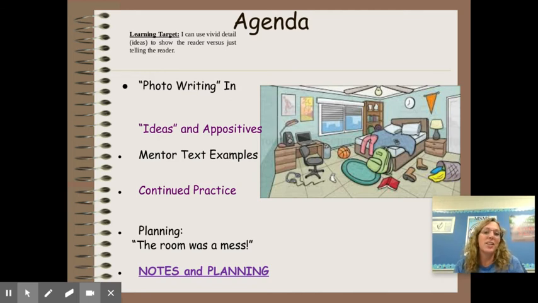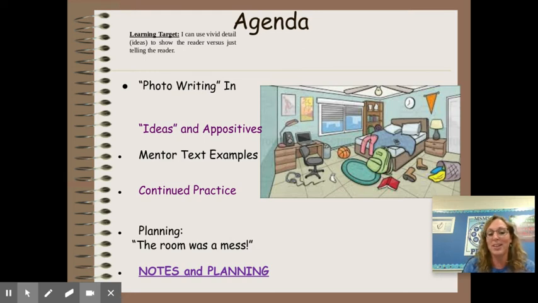So, our learning target again is going to be using vivid detail, those ideas to really show the reader versus just telling the reader. So, we're going to continue with that. We're also going to continue with the appositive, and today we're going to get started on one of your first bigger writing pieces. This one, we're going to do some notes and planning. So, get ready. Let's delve in.